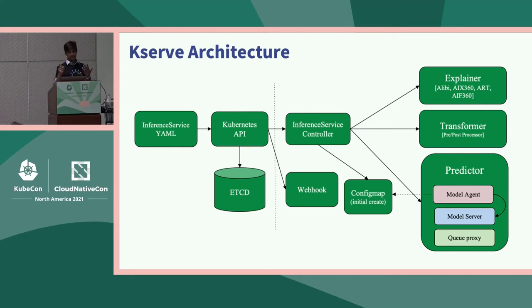And last but not least, the major piece, which we call the explainer, which is around all the metrics and the monitoring. So it explains your model predictions. Not only does it explain, it gives you all the advanced metrics around drift, anomaly, bias, adversarial robustness, et cetera.